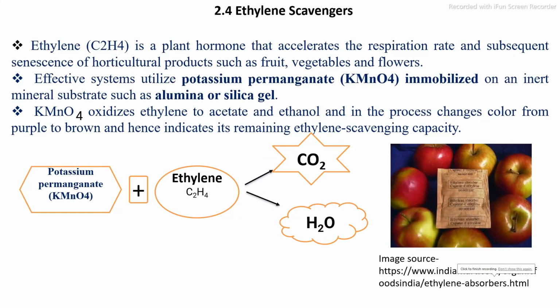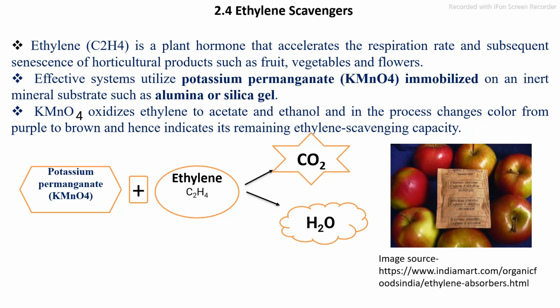The next active additive is the ethylene scavenger. Horticultural products like fruits, vegetables and flowers continue respiration after harvesting. After packaging, a small amount of ethylene is released from these fruits. This ethylene is important for the ripening process, accelerating the rate of respiration and thereby the ripening. The basic purpose of ethylene scavengers is to delay the ripening process of the fruit after packaging.